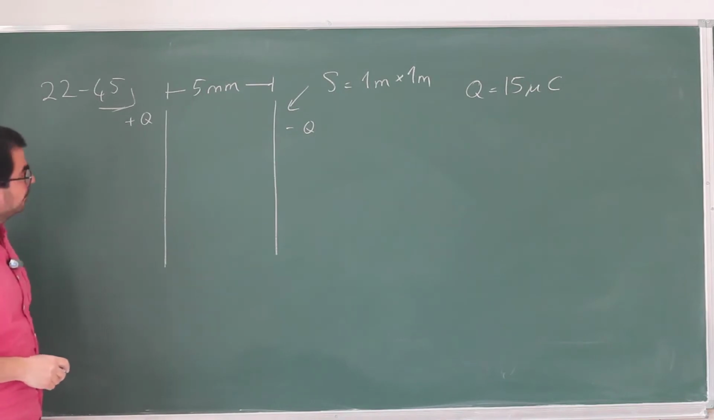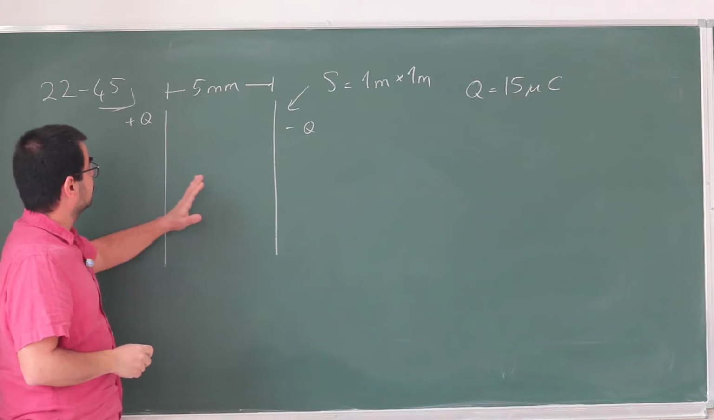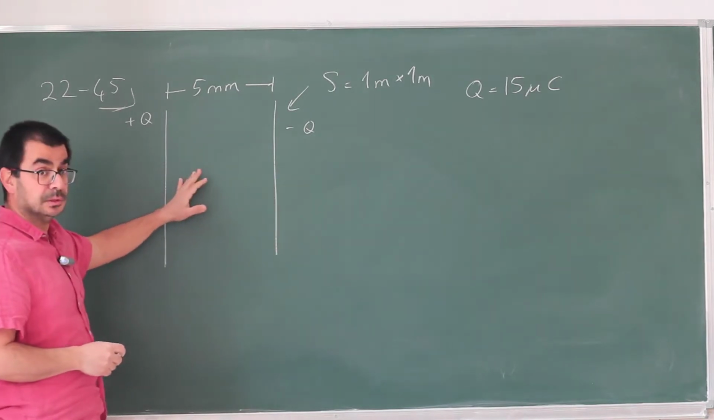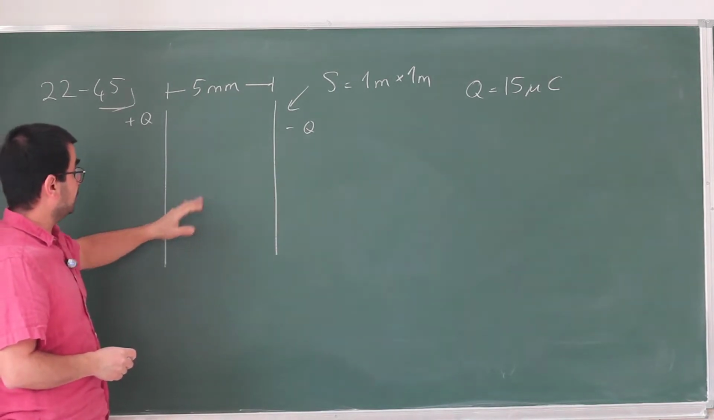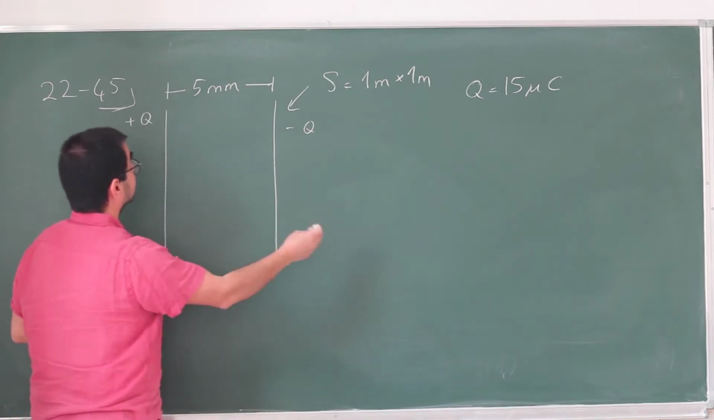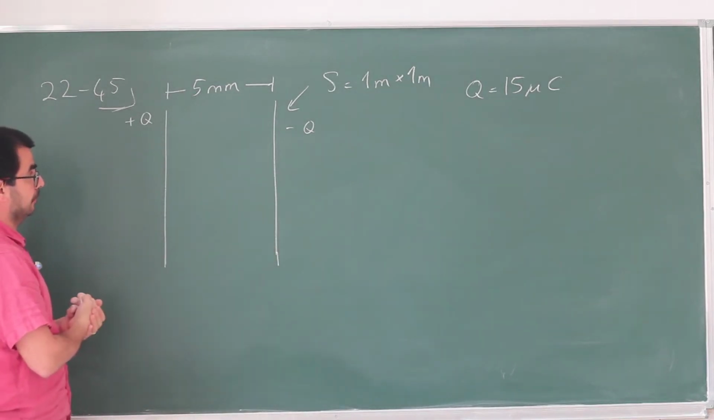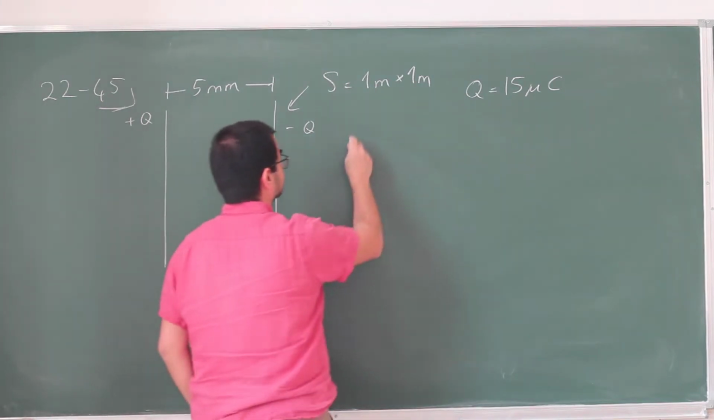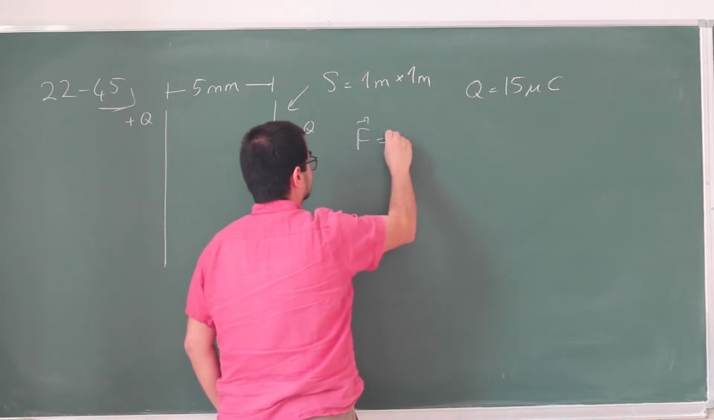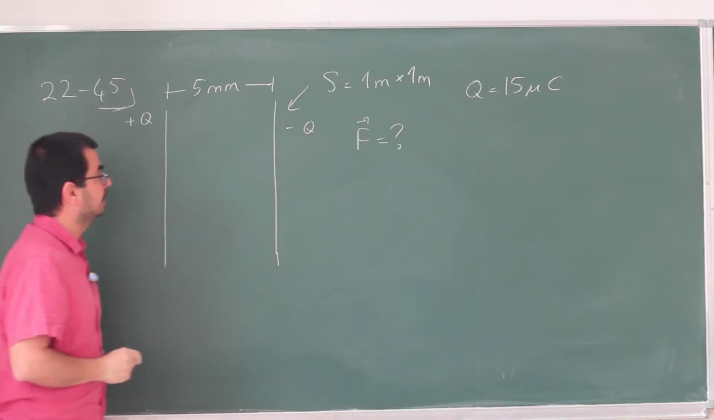And they're asking for the force on one of the plates due to the other one in part A, and then in part B, if we take these apart by another further 5 millimeters to reach 1 centimeter, what is the work done? Okay, so first let's calculate the force. They're asking for the force on one plate because of the other.